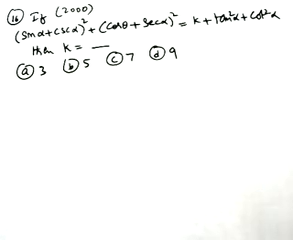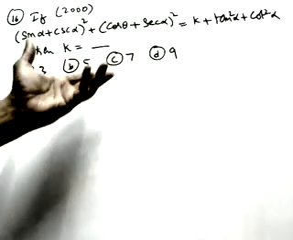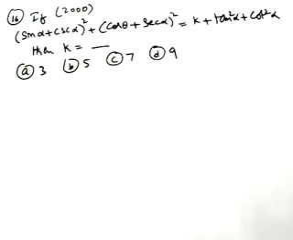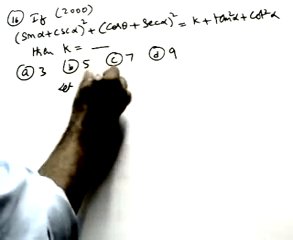(sin alpha + cosec alpha) whole square plus (cos alpha + secant alpha) whole square equals k plus tan square alpha plus cot square alpha, then k equals to. One thing is we can expand this, then use the formulas. No, easy method, no problem. But one more thing is we can suppose any value for alpha.